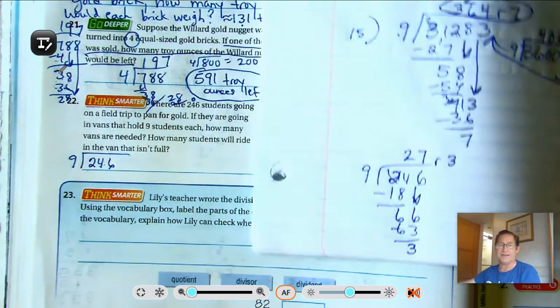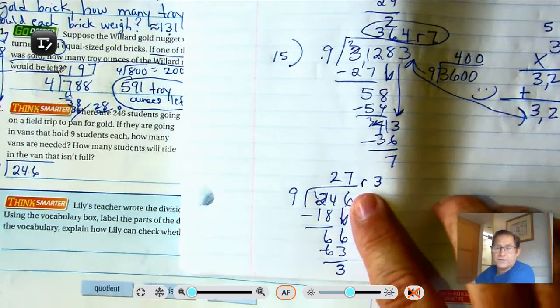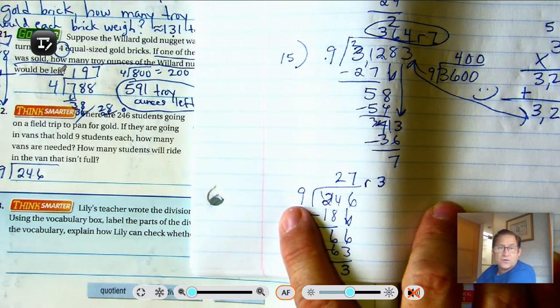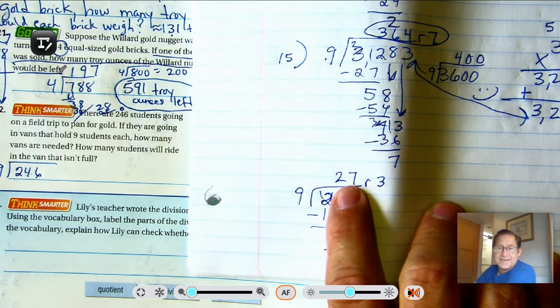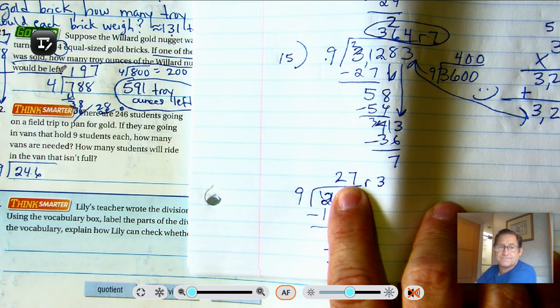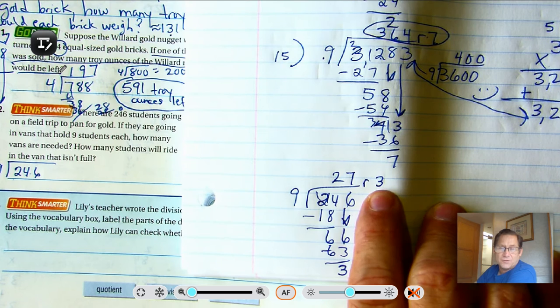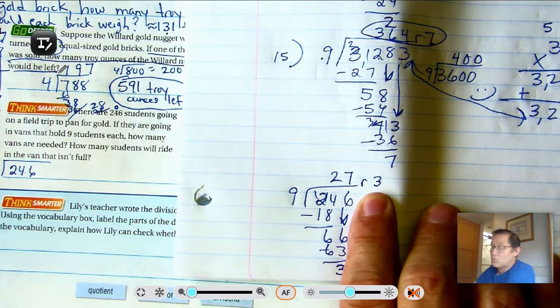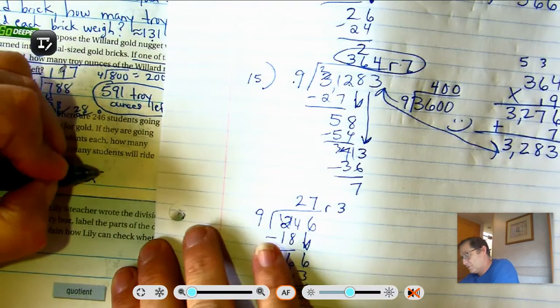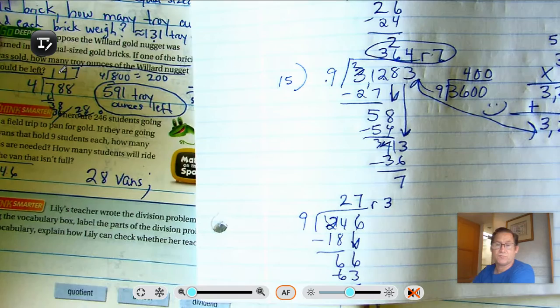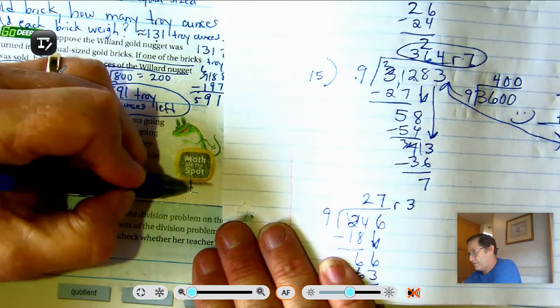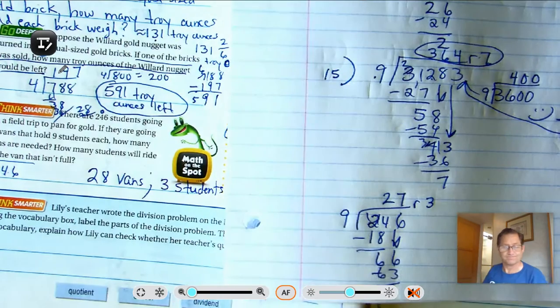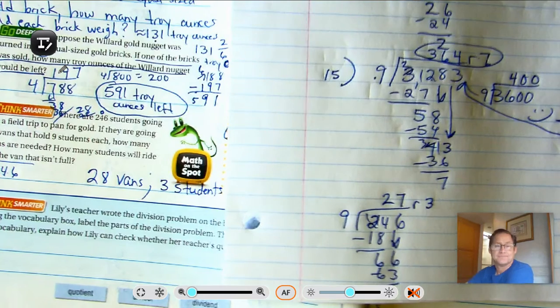Now, what do these numbers represent? Well, the 246 is the total number of students. The vans hold 9 students each. So I need 27 vans. But there's 3 students left over. So I actually need 28 vans. And how many students will be in that last van? 3 students. Okay.